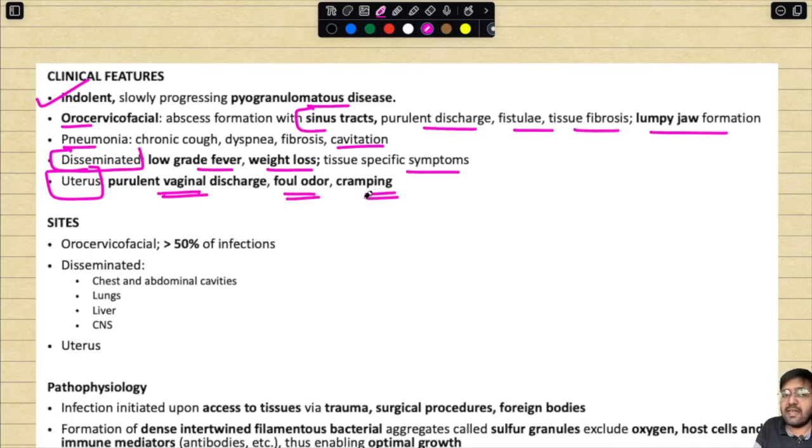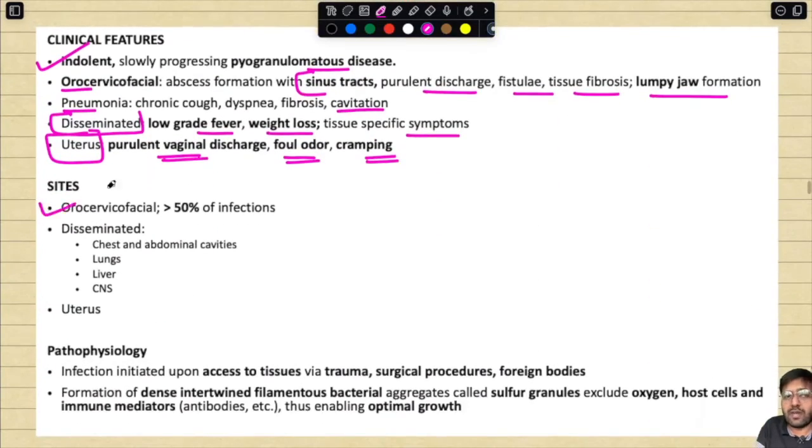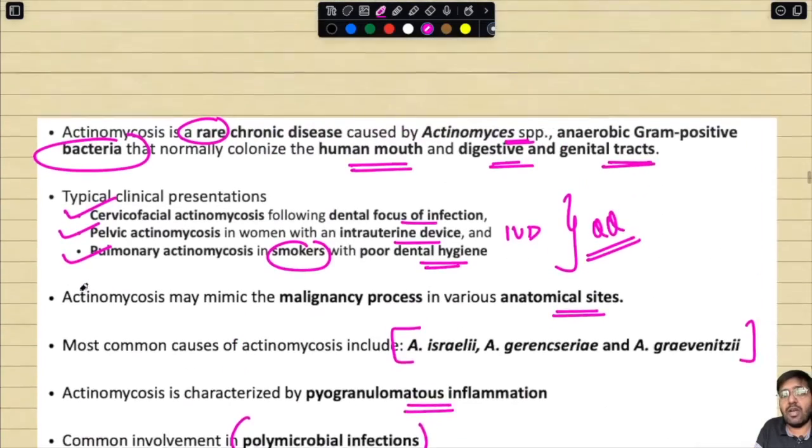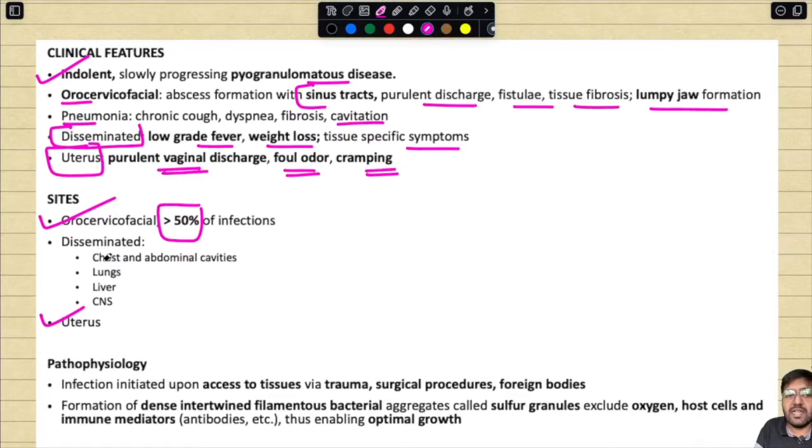So what are the sites? As I have already previously mentioned the different types, the sites are mainly orocervicofacial, which is the most common site in more than 50% of infections, the uterus for the pelvic variety, and then the disseminated variety, which presents in the chest and abdominal cavity, lungs, liver and the CNS.